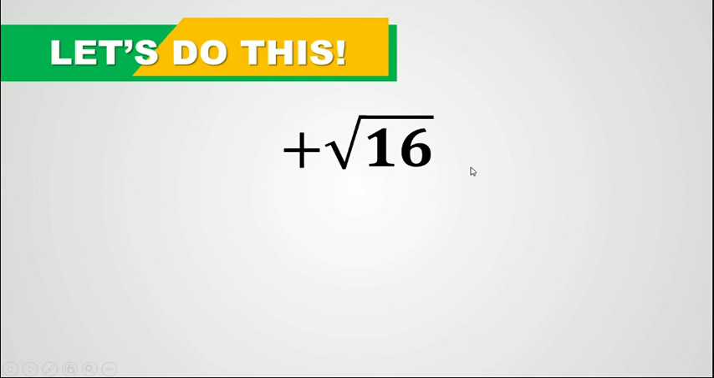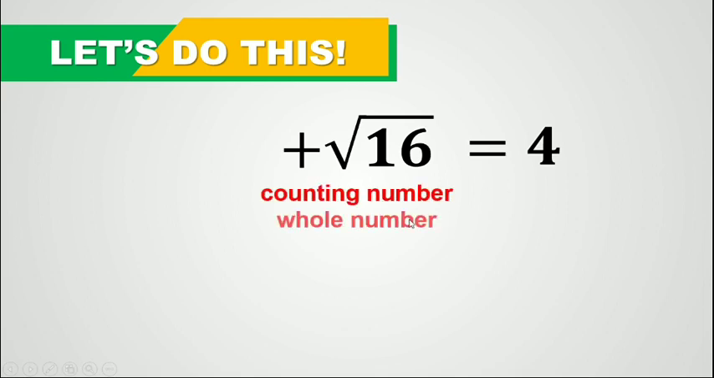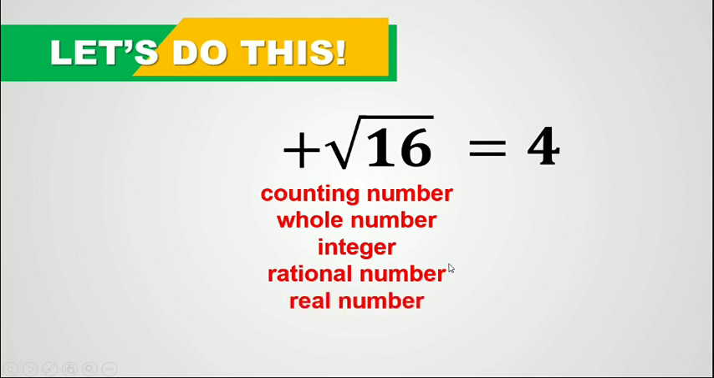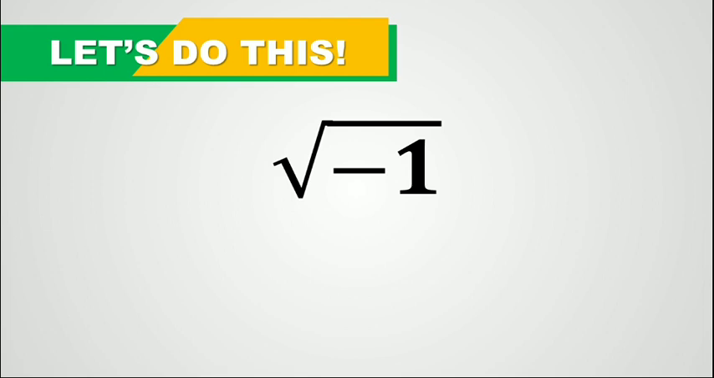Think about this. So the square root of 16 is a perfect square number. Now, what is the positive square root of 16? It's 4. And 4 is a counting number. It's a whole number. It's an integer. It's a rational number. And of course, it's a real number. So you also have to be particular of the number inside the square root. If it's a perfect square number, then of course it's a rational number. But if it's not a perfect square number, then it will be included in the set of irrational numbers.